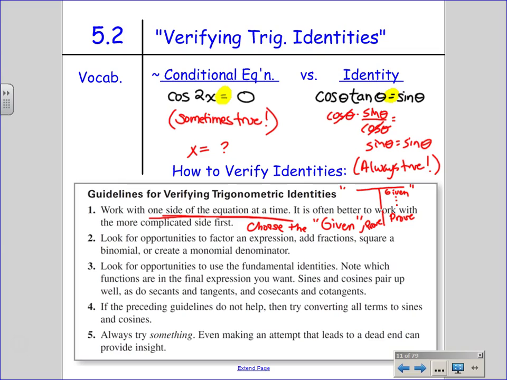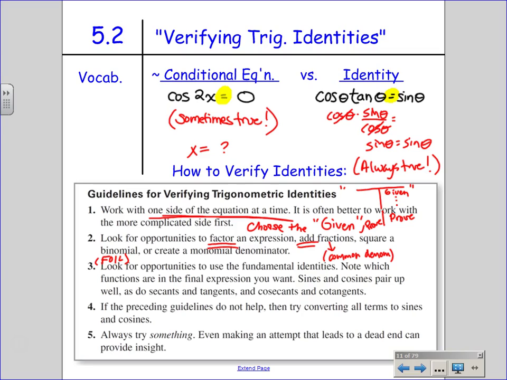Step number 2 is more about clues, not the formatting. Look for opportunities. In homework last night, did it ever ask you to factor? Yes. Did you have to ever add fractions? What did you have to do to add fractions? Common denominators. Did you ever have to do that? Yep. Square a binomial? Yep, had to do that. 1 plus sine of x squared. You guys had to do that. FOIL. Create a monomial denominator? Maybe we'll see that one a little bit.